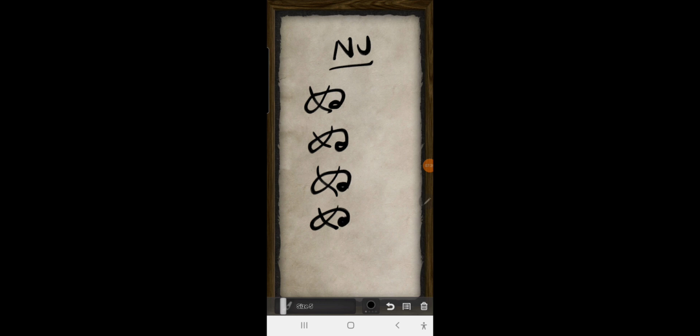Okay, that's Hiragana and Katakana. Looks like this. It's like a number 7 with a line through it.